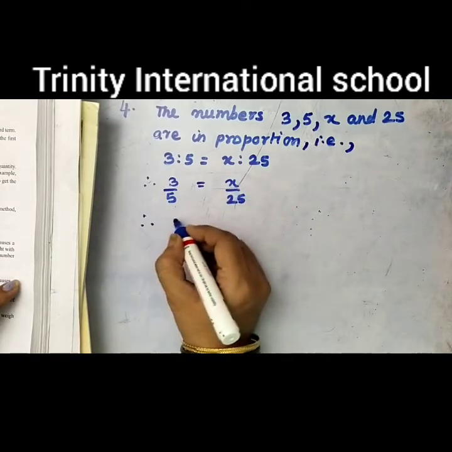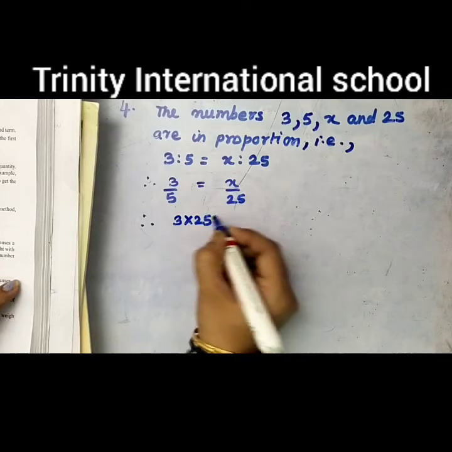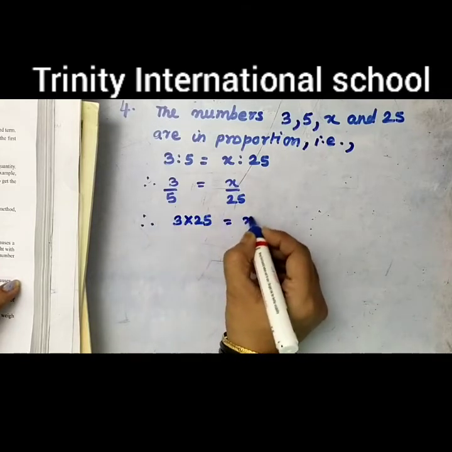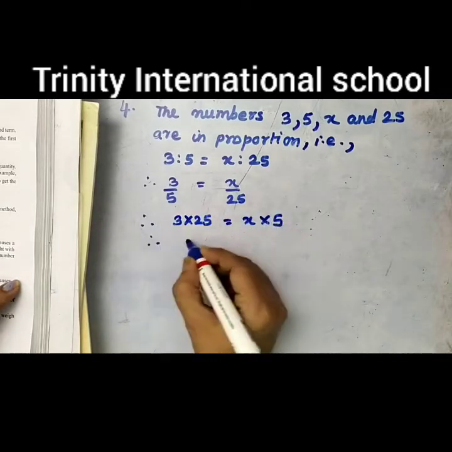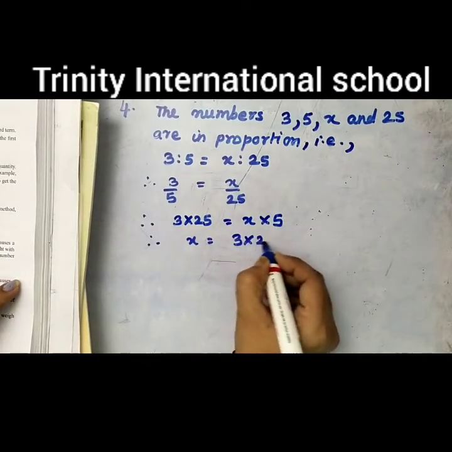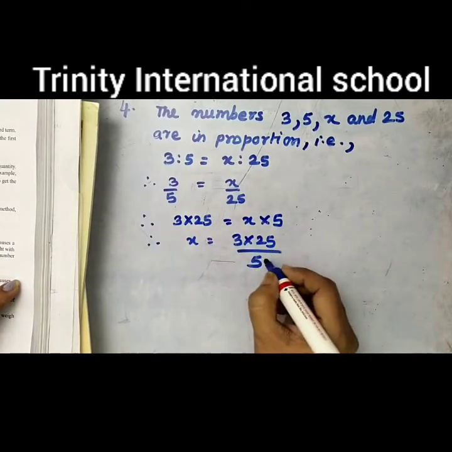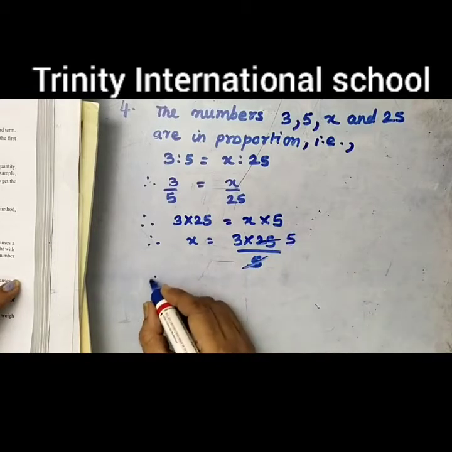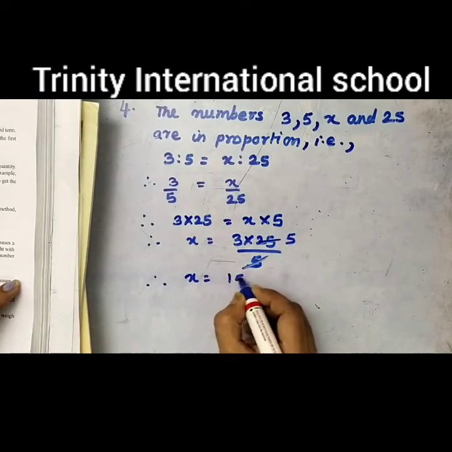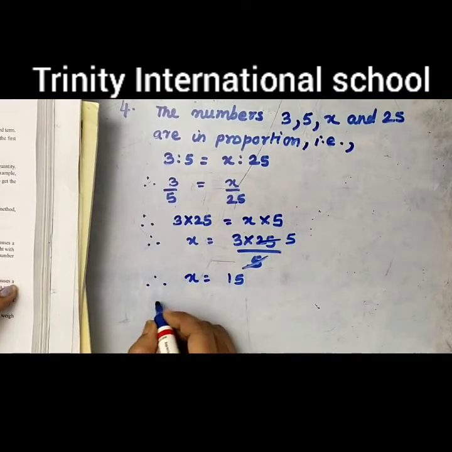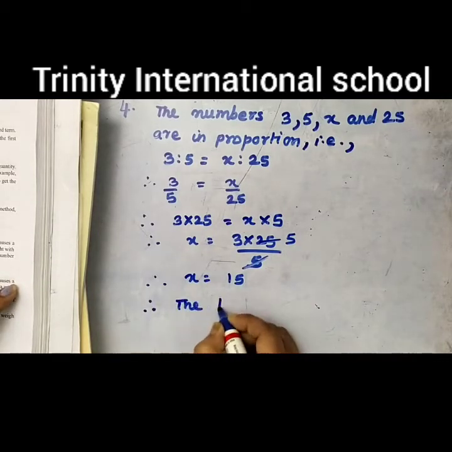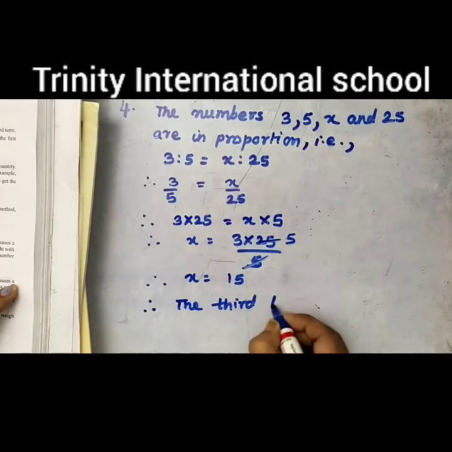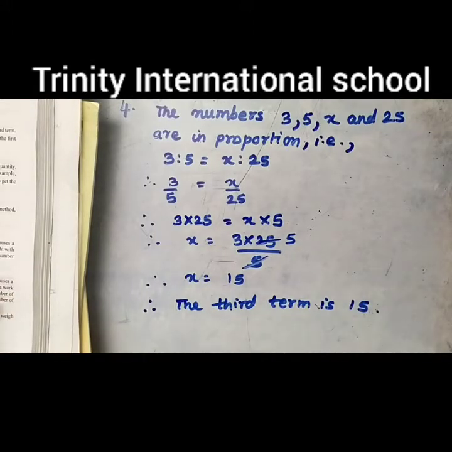Now you can again go for the same cross multiplication method. So here x into 5, therefore x will be 3 into 25 upon 5. So here just cut it and you can get x is equal to 15. So therefore the third term is 15. Okay, so this way you need to find out the terms whatever is given to you.